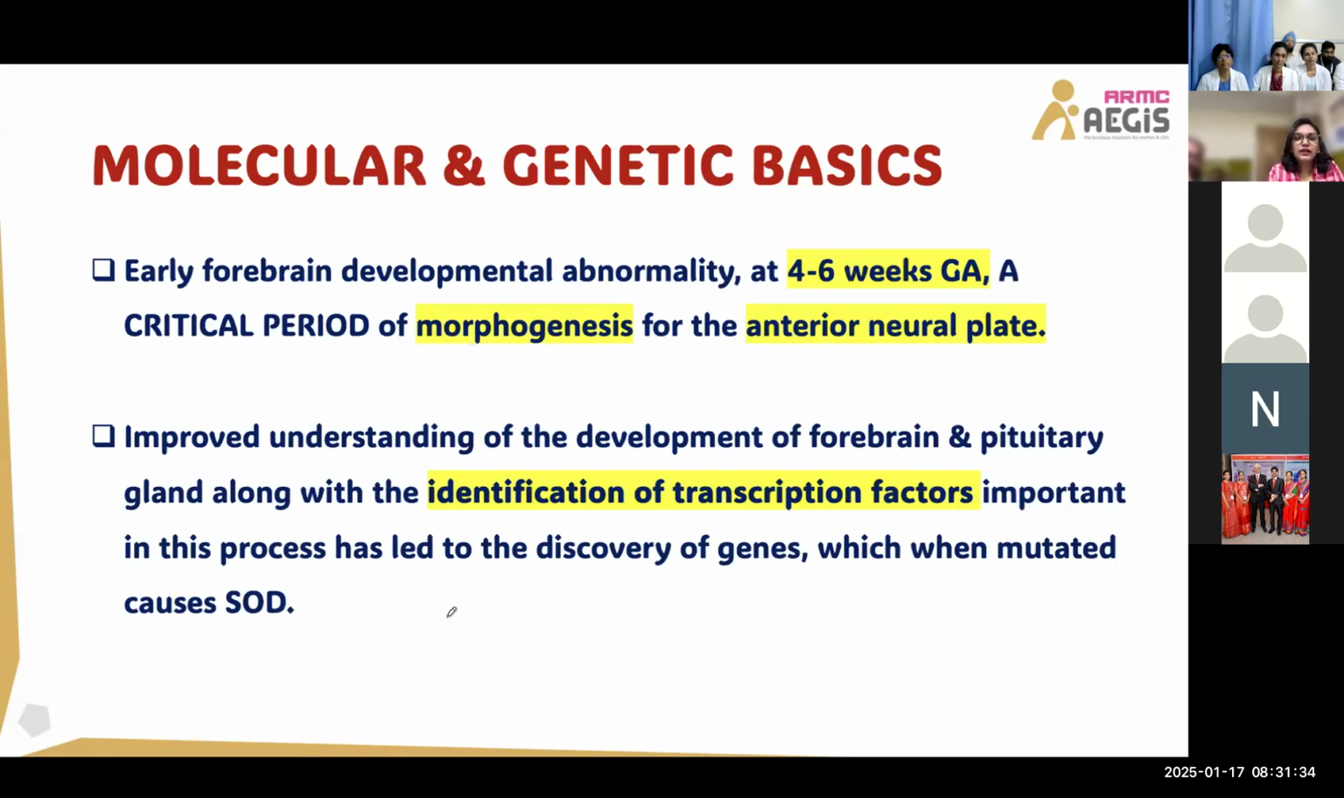So a few words regarding the molecular and genetic basics behind septo-optic dysplasia. As we saw, it occurs due to early forebrain developmental abnormality, which takes place at around 4 to 6 weeks of gestational age, which is a critical period of morphogenesis for the anterior neural plate. So improved understanding of the development of the forebrain and pituitary gland, along with the identification of transcription factors important in this process, has led to the discovery of genes which when mutated cause septo-optic dysplasia.